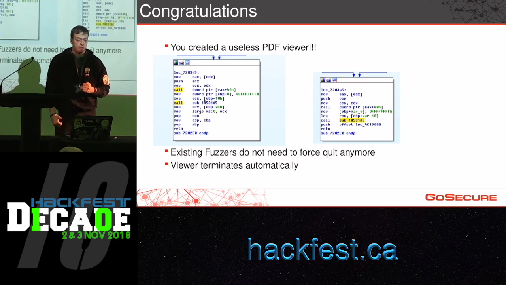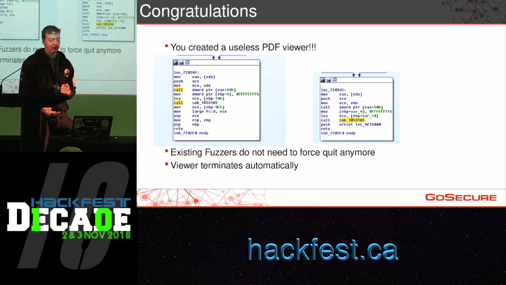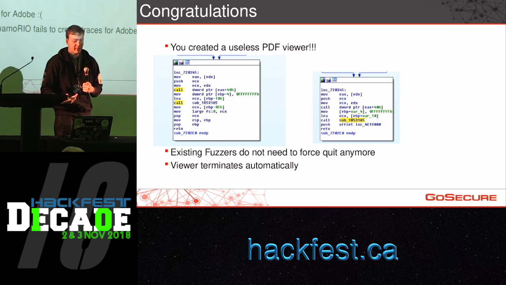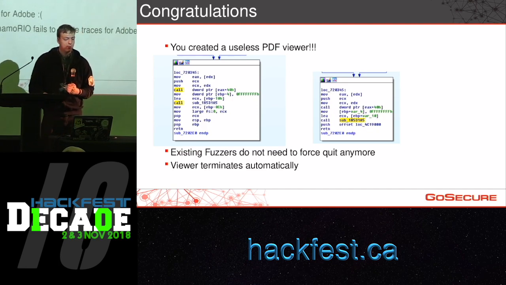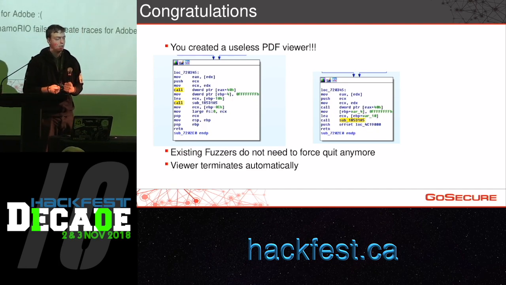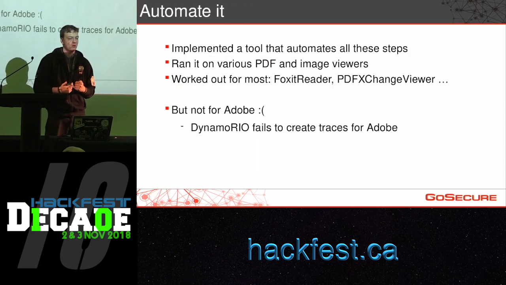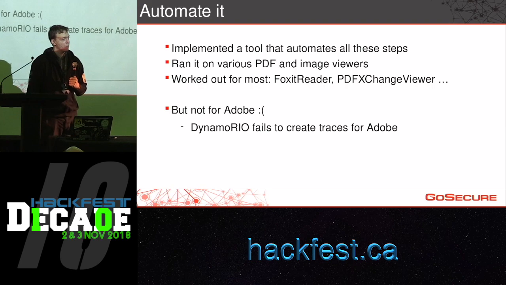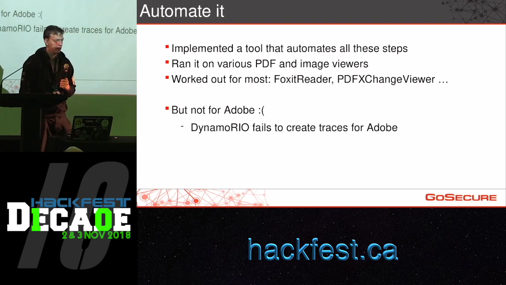So that's good because now existing fuzzers do not need to force quit anymore. We can make use of existing fuzzers and we ensure that our PDF viewer is killing itself just at the right time. I automated this process, so I implemented a tool that automates all these steps. And then I ran it on various PDF and image viewers just to test if it actually works. And it worked out for most, surprisingly.